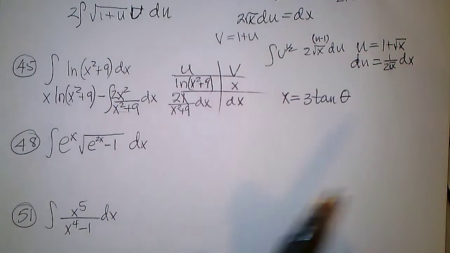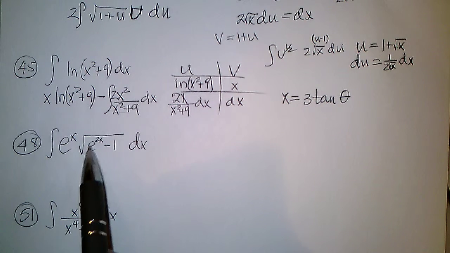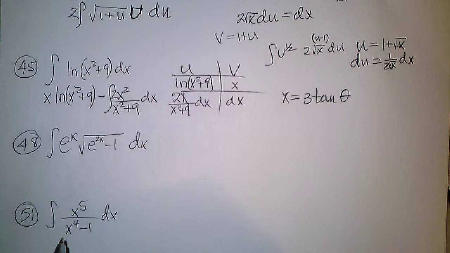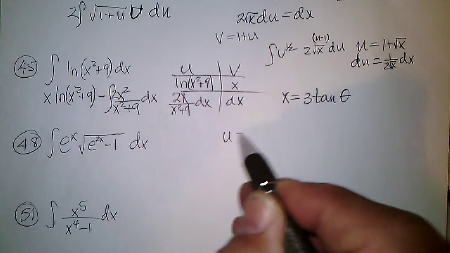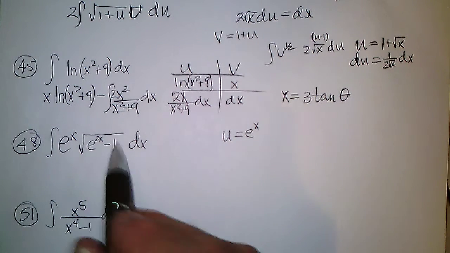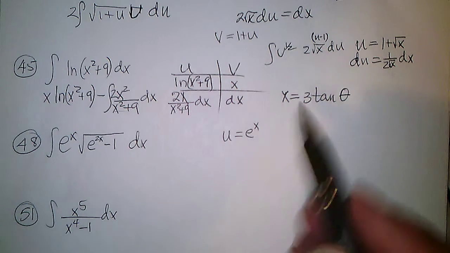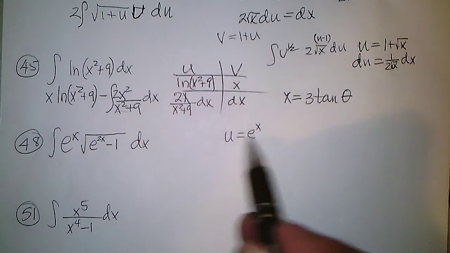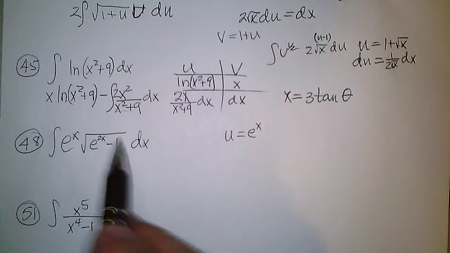48. Real tempting to let u be all of this inside, but if I let u be e to the x, I think this might be a little bit easier to do than letting it be all of the inside. And maybe not. Now, I'll show you what I was thinking here, and then we'll try the other way too.